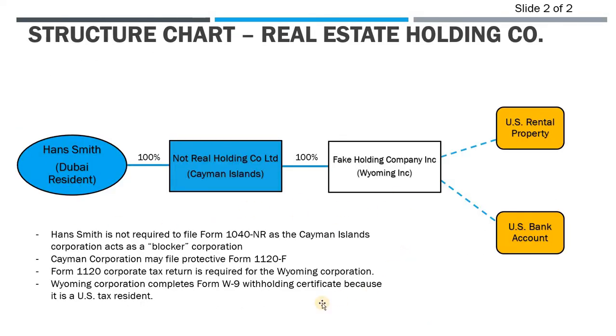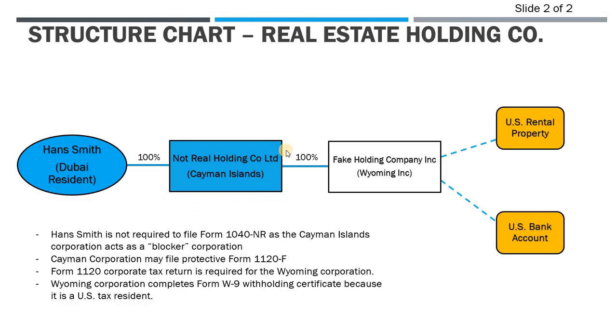Now, as far as what filings need to be required here, right, this is a U.S. corporation, so we're going to be doing an 1120. Now, as far as Hans goes, he doesn't have to be filing any personal taxes. So he's not filing a 1040-NR because this entity in the middle acts as effectively a blocker corp.